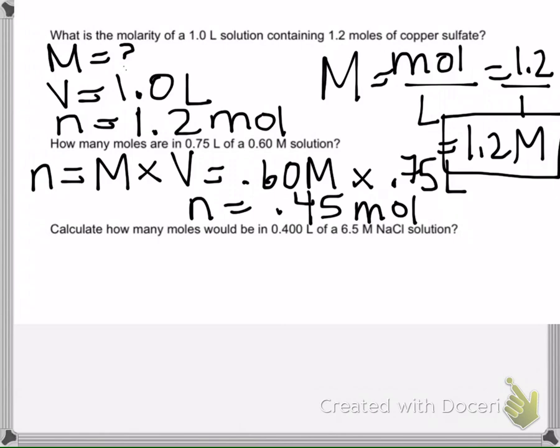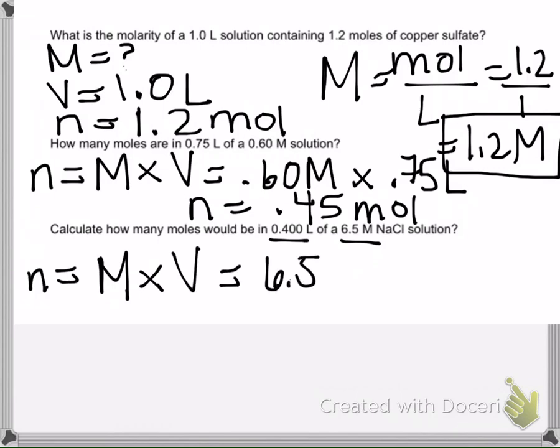Okay, last one, and I think you guys are getting it by this point. How many moles if you have the volume and if you have the concentration? Again, the number of moles is the molarity times the volume. My molarity is 6.5 molar, and my volume is 0.4 liters. So you're just going to multiply those, and that is going to be 2.6 moles.